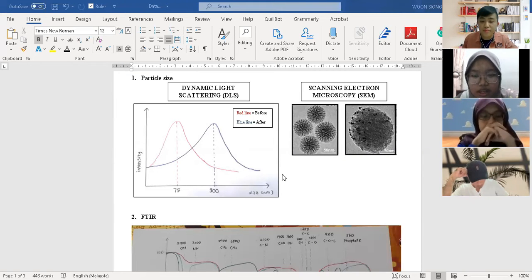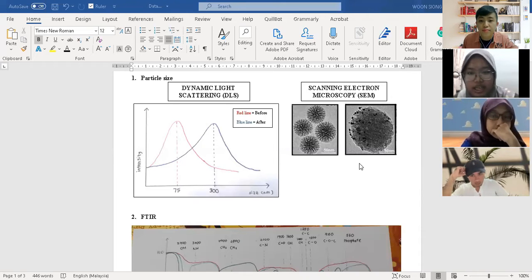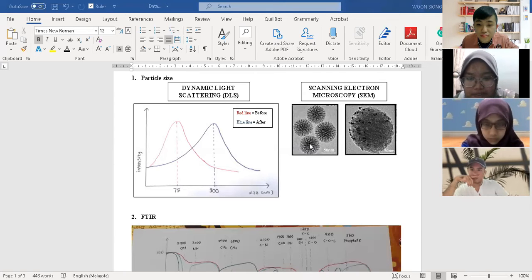So the next after the DLS we have SEM, which is scanning electron microscopy. The left figure shows the size of LNP before the encapsulation, and the right one after encapsulation. We can see here the difference in size: after the encapsulation, the size of the particle increases. Okay. Anything you want to add in this part?